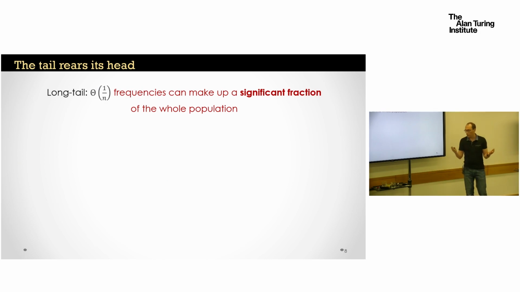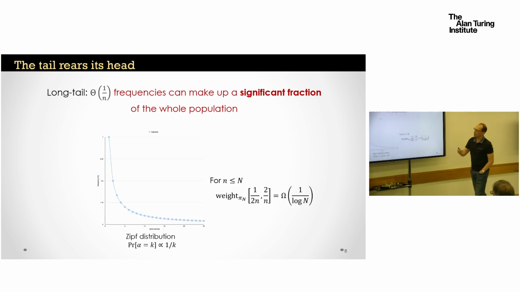You probably heard this expression that natural data tends to be long-tailed. One important property of a long-tail distribution in this context, such as a power law or Zipf distribution, is that the total weight of frequencies on the order of 1 over n ends up being a significant fraction of the whole population. For example, in the prototypical long-tail distribution, the Zipf distribution, over capital N elements, the kth most frequent element has frequency proportional to 1 over k. For this distribution, the total weight of frequencies on the order of 1 over n is on the order of 1 over log capital N, where capital N is the number of different subpopulations. So it is a significant fraction of the entire probability mass.